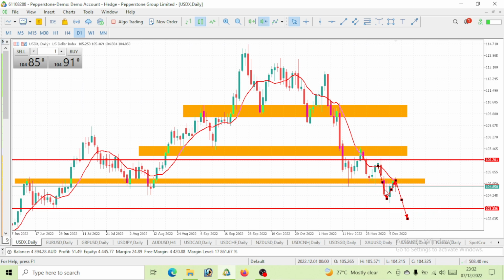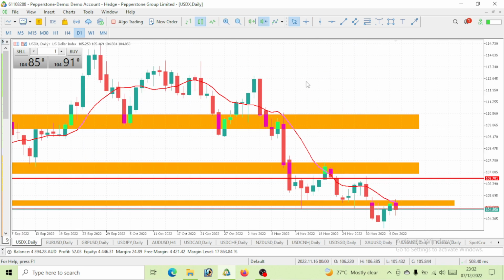So when you take a look at this USD index, this is a bearish move. By the way, I will be doing an analysis on this USD index. Make sure you go check the channel and watch it, and you'll be able to understand our USD movement itself.